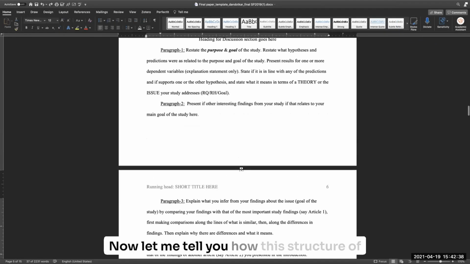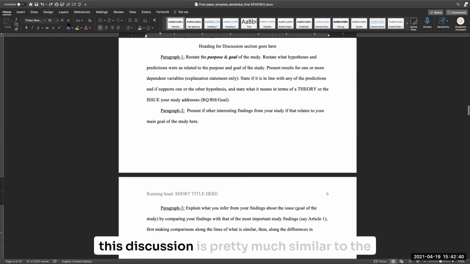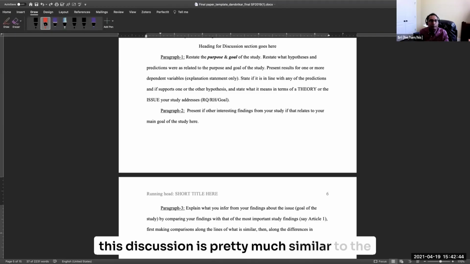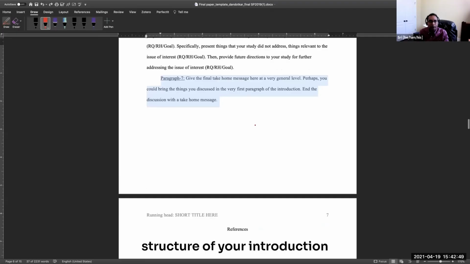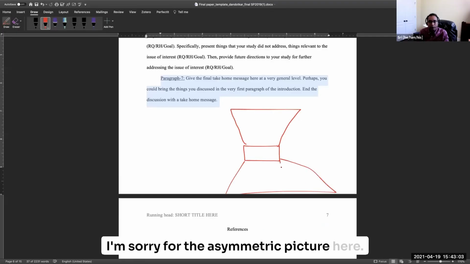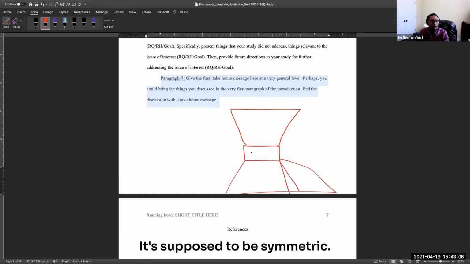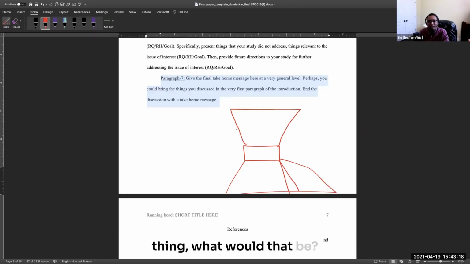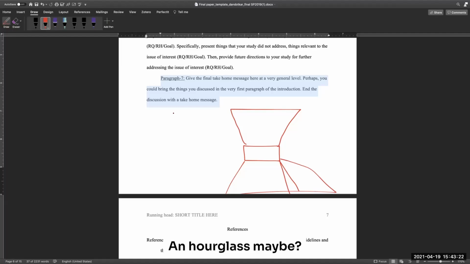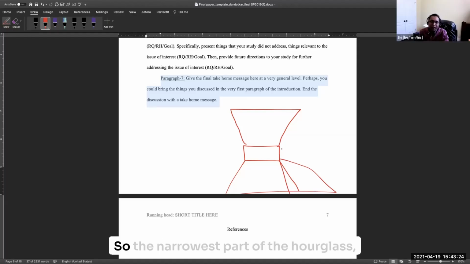Now, let me tell you how the structure of this discussion is pretty much similar to the structure of your introduction. I'm sorry for the asymmetric picture here. It's supposed to be symmetric. Okay. So what does this look like? Doesn't look like anything, I guess. But if it were to look like some meaningful thing, what would that be? An hourglass, maybe? An hourglass.